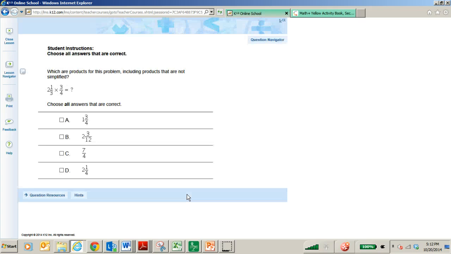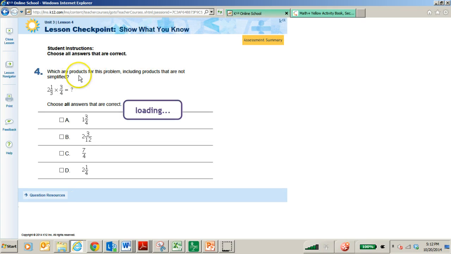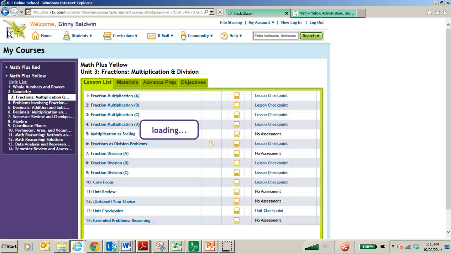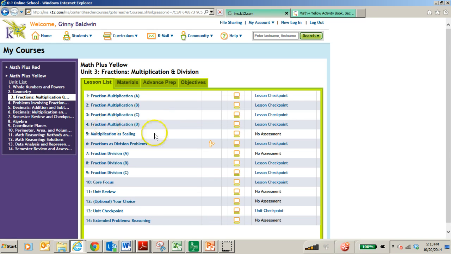So always read the directions, because it says, which are products for this product, including products that are not simplified. Choose all answers that are correct. Even though this is an improper fraction, it is the correct answer. It's just not converted to a mixed number. So hopefully this will help you with success on lesson 4 as we introduce the standard algorithm of multiplication.